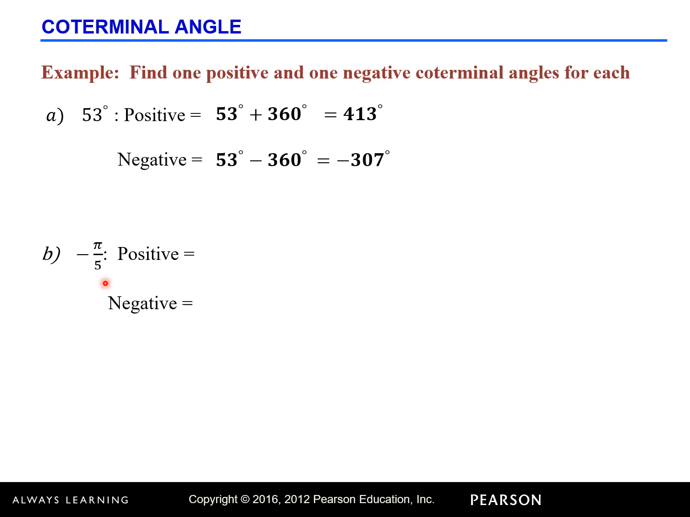For the next question, it's given in radians, which is negative π over 5. To find a positive coterminal, instead of adding 360 degrees, you add 2π. This gives us 9π over 5. For the negative coterminal angle, instead of adding 2π, you just subtract 2π and you will get negative 11π over 5.